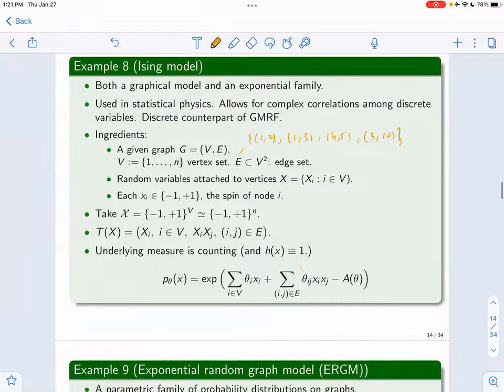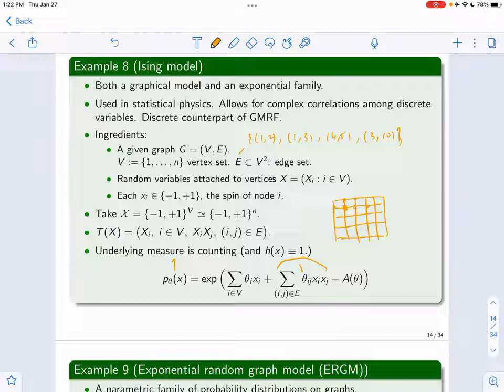For example, if the theta ij's are all very positive, and usually E is like a lattice, so every point is connected to, let's say, 4 points, except at the boundary, or a three-dimensional lattice. If these theta ij's are positive, then if a majority of my neighbors have a certain spin, this term is going to be large if I have the same spin as well. So the probability of that state would be higher. It's more likely that I have the same spin as my neighbors.